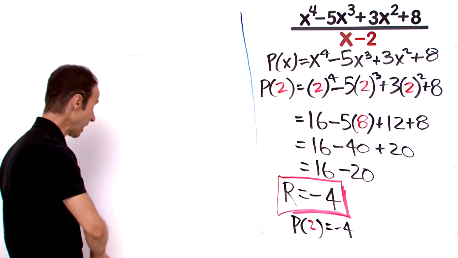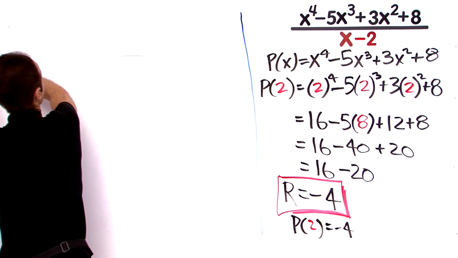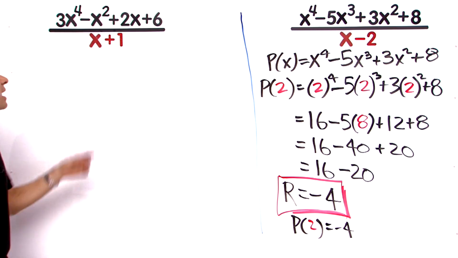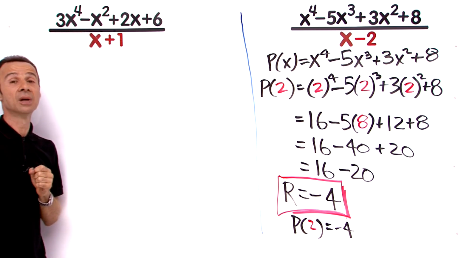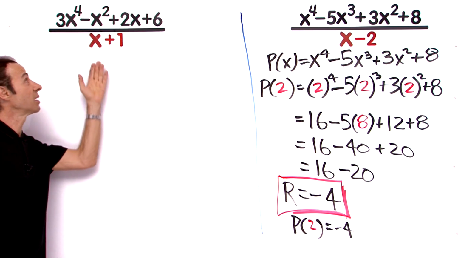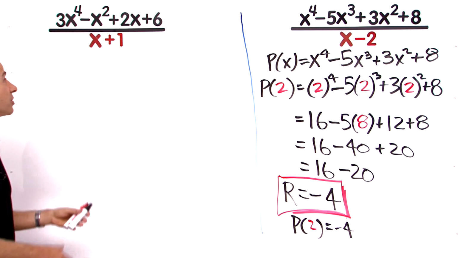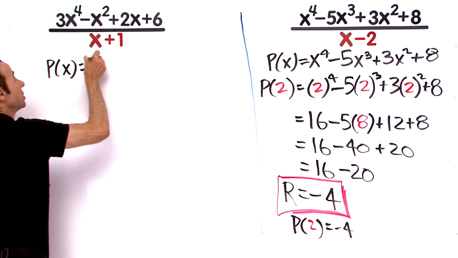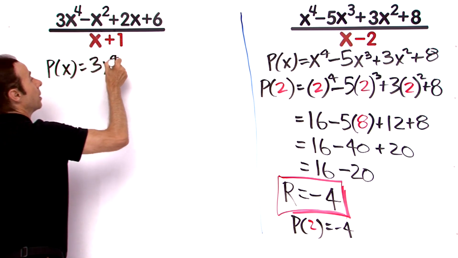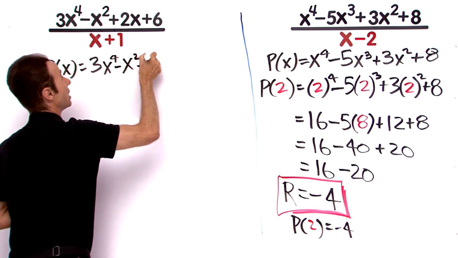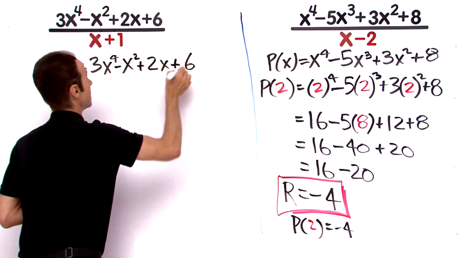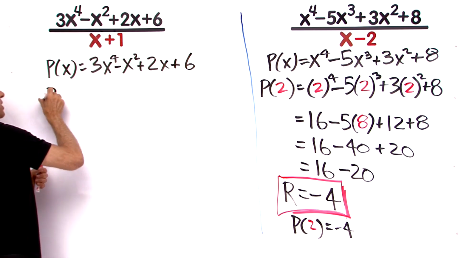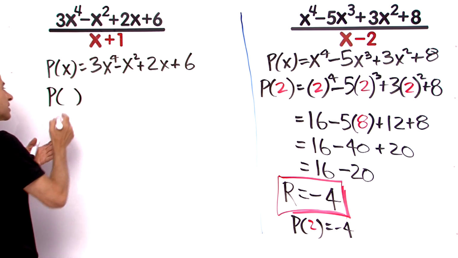Okay, the other example we have, as I unveil it, on the top polynomial, we have 3x to the fourth minus x squared plus 2x plus 6, divided by the divisor, x plus 1. Let's see how we do this example. So let me just write out the polynomial. P(x) equals 3x to the fourth minus x squared plus 2x plus 6. Let's substitute here. We have x plus 1. Therefore, if it's x plus 1, we're going to substitute negative 1 in there.